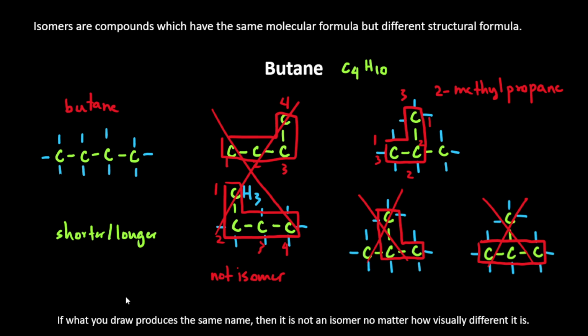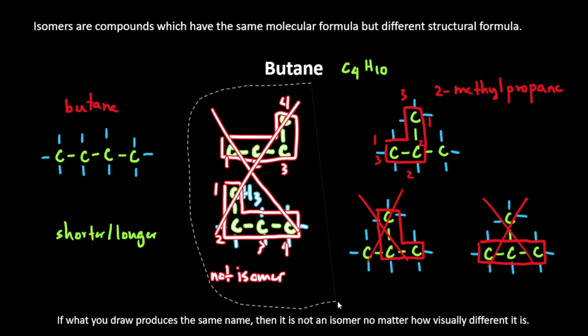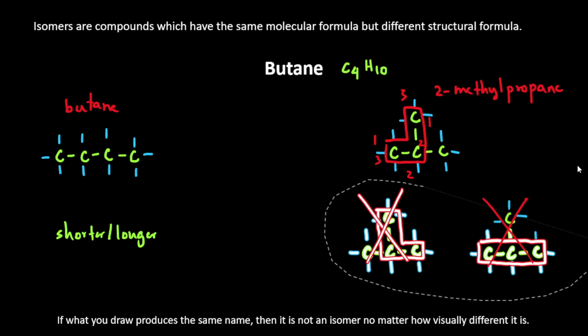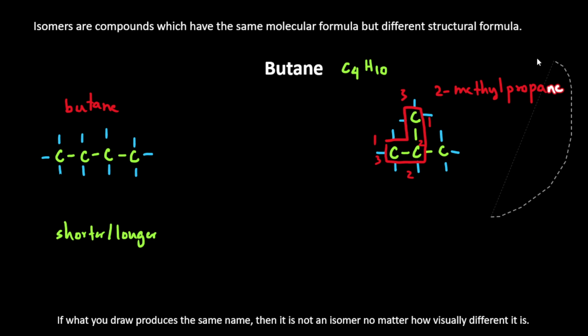Remember, you can try to draw the isomer, but if your isomer produces the same name, then it's not an isomer and it's wrong. Okay, so I'm going to delete these. Alright, so these are your only valid isomers.